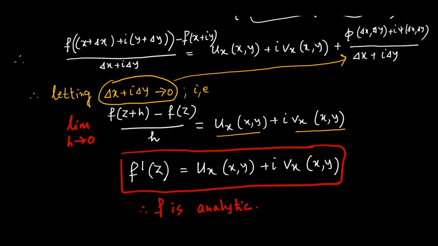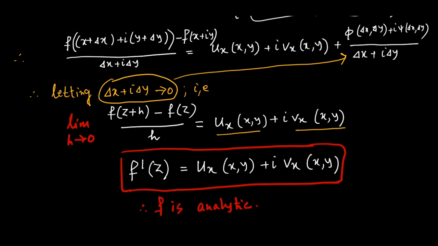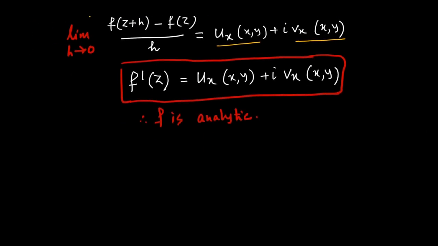Therefore, listen carefully, we can sum up our entire process as: let u and v be real valued functions defined on a region G, and suppose that u and v have continuous partial derivatives. Then f defined as f(z) equals u(x,y) plus i v(x,y) is analytic if and only if u and v satisfy the Cauchy-Riemann equations. So we can write the necessary and sufficient condition.